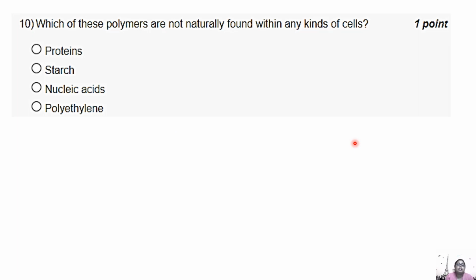Which of these polymers are not naturally found within any kinds of cells? Correct. So we have talked about protein, starch, nucleic acids. We'll probably talk about them in more detail as well. But polyethylene is not naturally found in any kinds of cells.